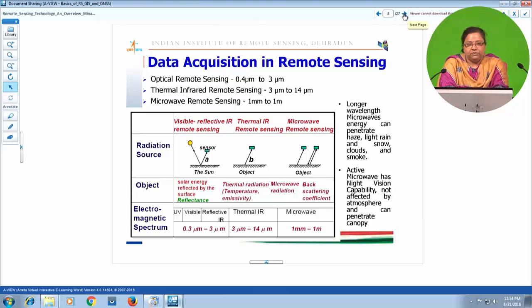The regions which are mostly used in remote sensing are optical remote sensing from 0.4 micrometer to 3 micrometers, thermal infrared remote sensing from 3 micrometers to 14 micrometers, and microwave remote sensing from 1 millimeter to 1 meter. The advantage of these longer wavelengths is that they can penetrate through haze, light rain, snow, cloud and smoke. There is also active microwave, that means the sensor sends its own source of energy, which gives night vision capability, and it is not affected by the atmosphere. It can penetrate the canopy.